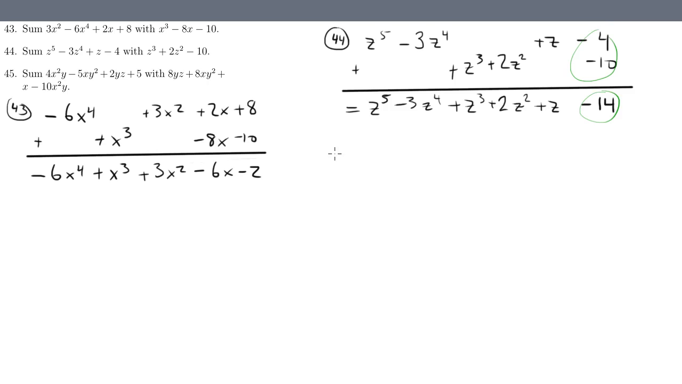Last in this round is number 45. For 45, we're going to have 4x squared y and minus 10x squared y. So 4x squared y minus 10x squared y minus 5xy squared plus 8xy squared minus 5xy squared plus 8xy squared. And I'm being careful with how I'm writing these out. Plus 2yz, 8yz.